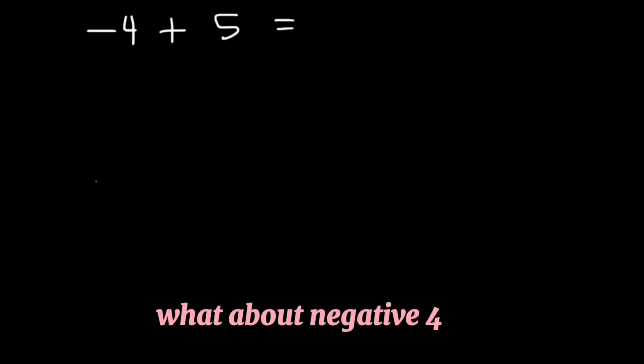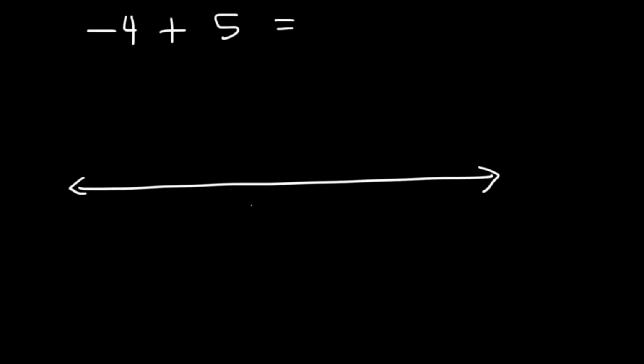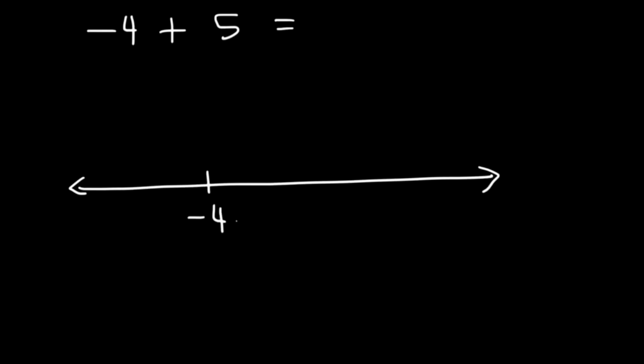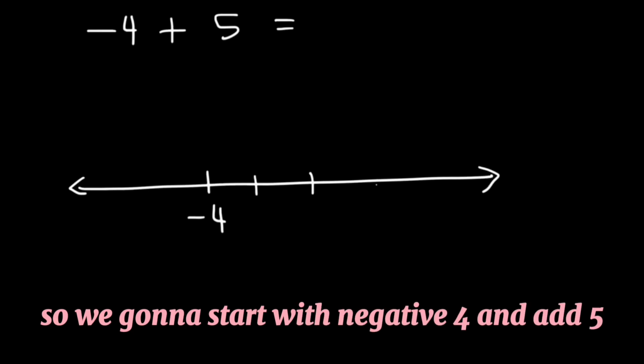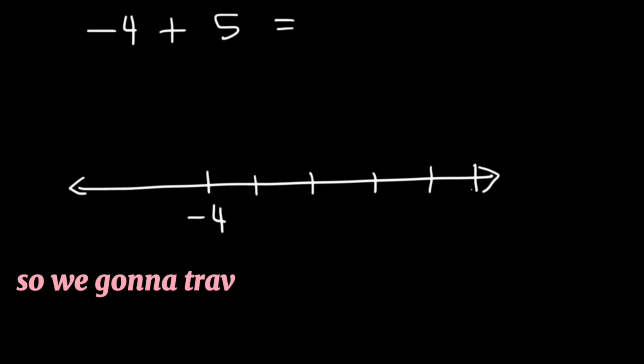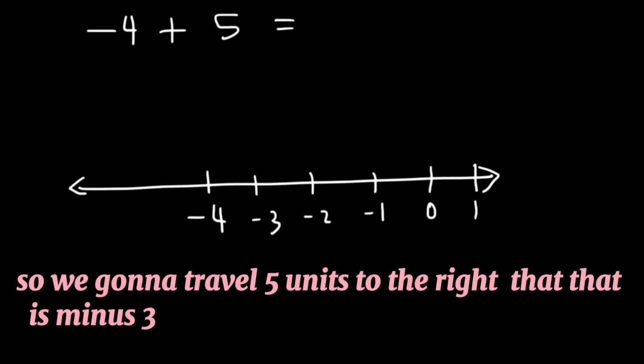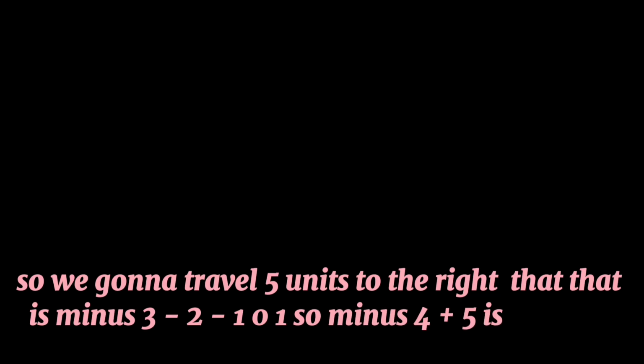What about negative 4 plus 5? Let's use a number line to get the answer. So we're going to start with negative 4 and add 5. So we're going to travel 5 units to the right: 1, 2, 3, 4, 5. That is minus 3, minus 2, minus 1, 0, 1. So minus 4 plus 5 is positive 1.